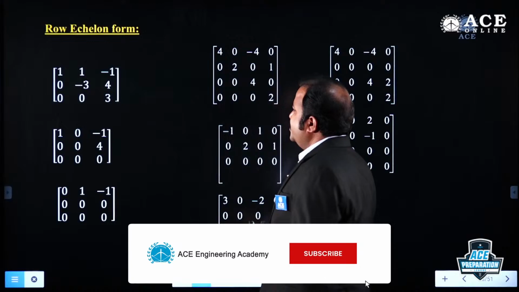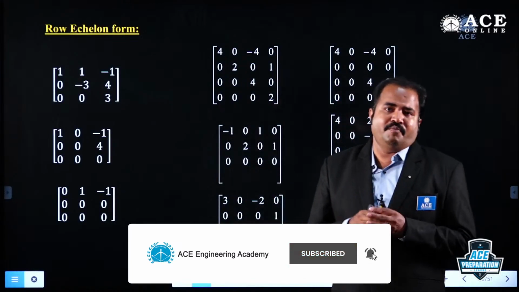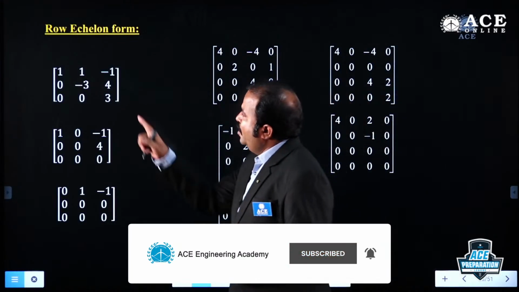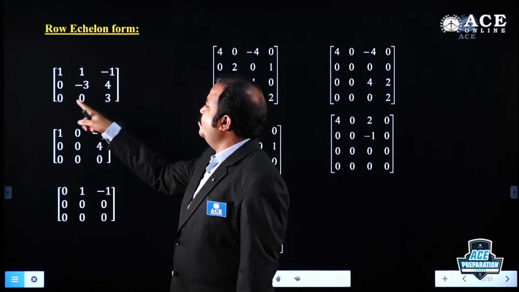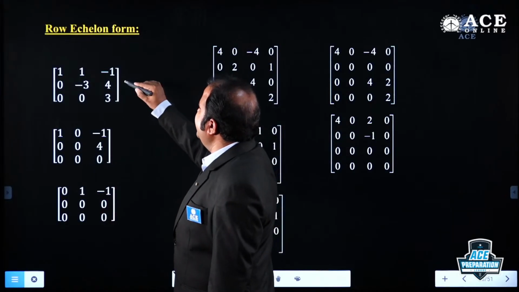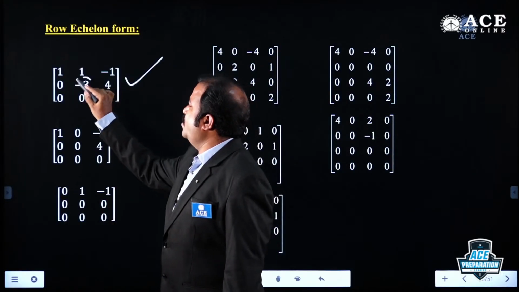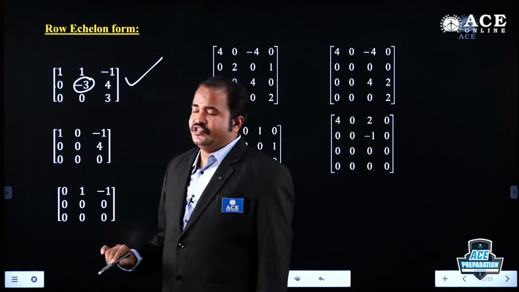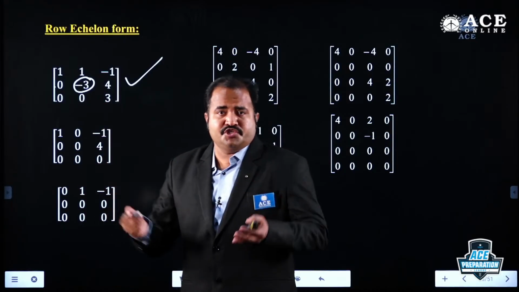Let us see whether the following forms are in row echelon form or not. See the first one: 1 1 minus 1, 0 minus 3 4, 0 0 3, right? Is it in the echelon form or not? Yes, exactly, it is in the echelon form. Look at this, the first non-zero element. Before this one we have one 0. The next row contains more than one 0, right?